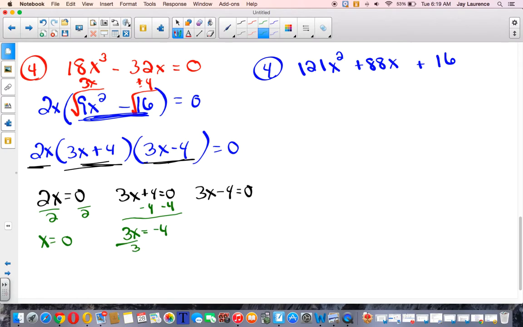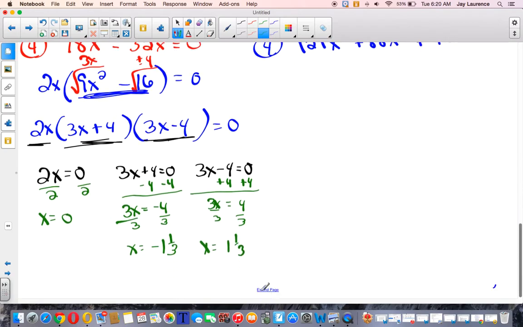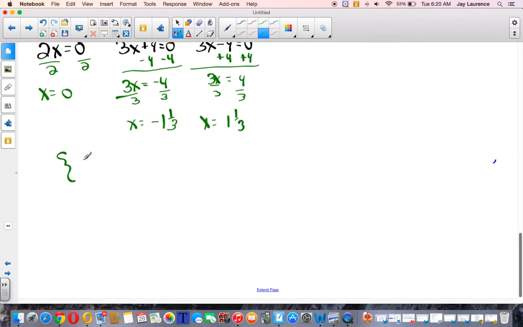Divide by 3. So x is going to equal negative 1 1/3. Okay, and then here I'll get 3x equals 4, divide by 3, and I'll get x equals 1 1/3. This should be familiar. Okay, I'm expecting you to know how to do this. And so my three solutions for x are 0, and then 1 1/3, and negative 1 1/3. And there you go. All right, one last thing about the difference of perfect squares.